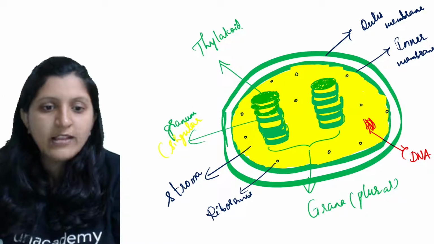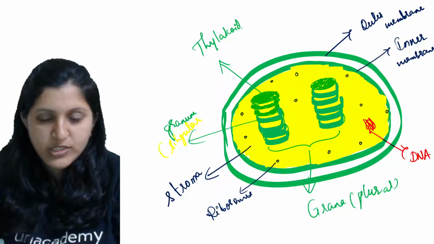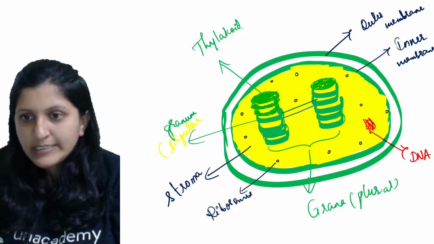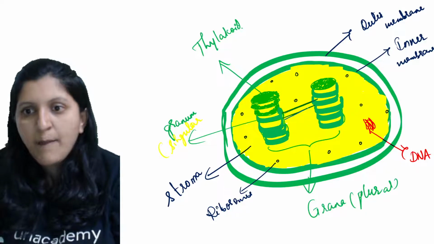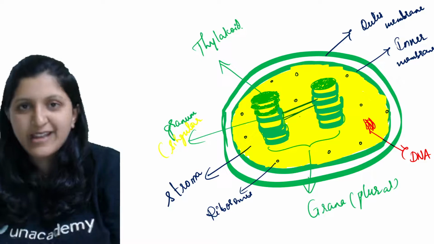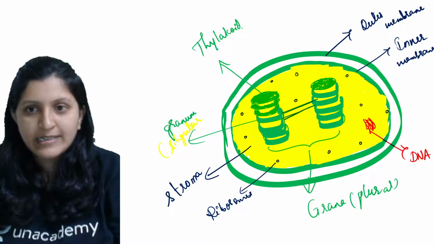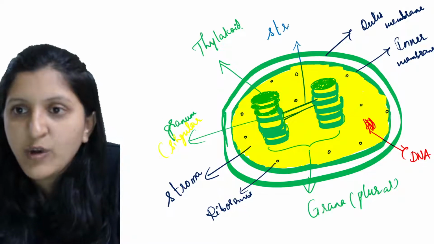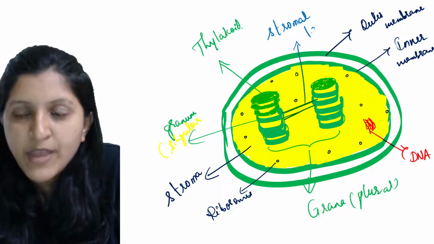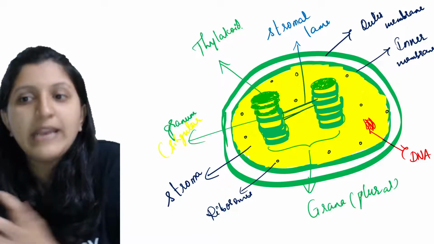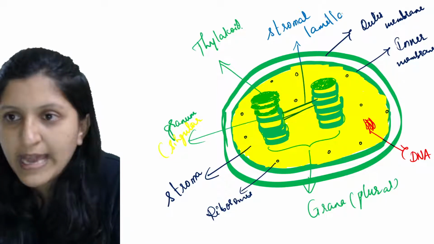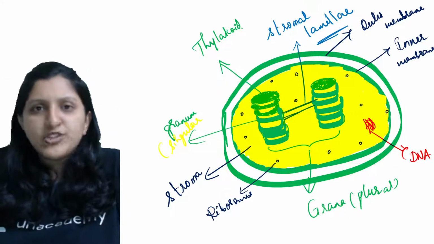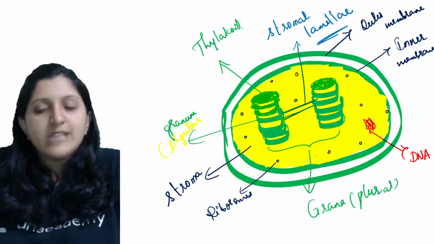And other than that, the fret, that is stromal lamellae, so let me just draw it here itself. Now interconnecting these two structures, that is granum and granum, which are grana. So grana are interconnected by a fret, or this can even be called a stromal lamellae. Since it is present in the stroma and it is connecting the grana, it is called a stromal lamellae.